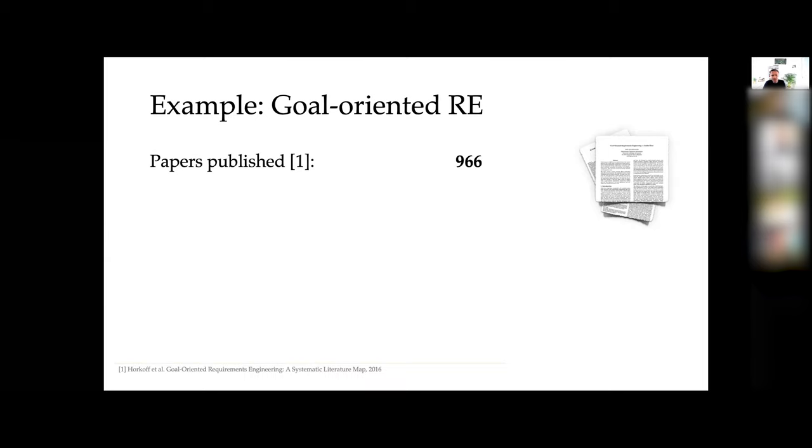So big that some years ago in 2016, a colleague from Chalmers, Jennifer Horkoff, decided to do a secondary study, so a literature study. And she analyzed all the papers published out there by academics and practitioners proposing any techniques or evaluating any techniques related to goal-oriented requirements engineering. And one of the things she came up with was that back then already we had very close to 1,000 scientific publications on goal-oriented requirements engineering alone. Let that sink in for a moment, 1,000 publications. 4 years later, it will definitely not be less.